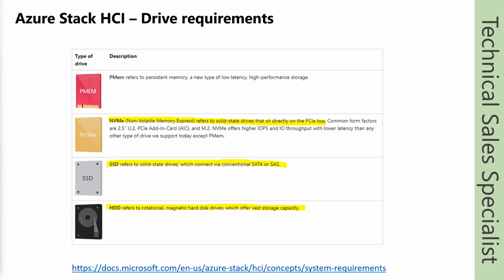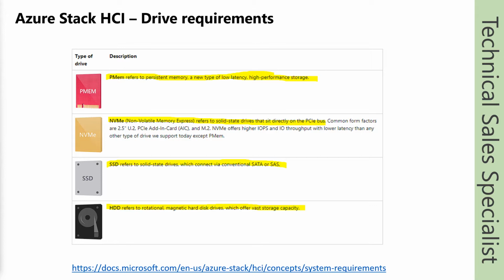Persistent memory is the latest technology, where we use memory modules with a persistent configuration as storage devices. This is the storage type with the lowest latency and the highest performance we can actually get in the market. Persistent memory can be used as a PMEM-only configuration, or as a cache for NVMe or a cache for SSD. It's not possible to combine persistent memory with hard disk drives.